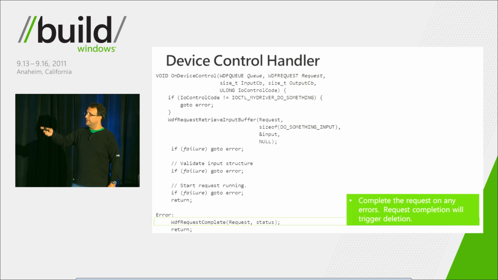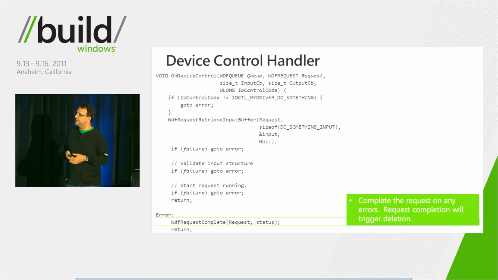If you get an error in this code path, I have some if failures. Like I said, this doesn't compile, but we have some failures, and those all go down to the bottom, and we just complete the request. When we complete the request it is deleted. When it's deleted, any context or child objects get deleted as well. And when this request gets completed, that frees the queue. So now the queue can dispatch another request to you.